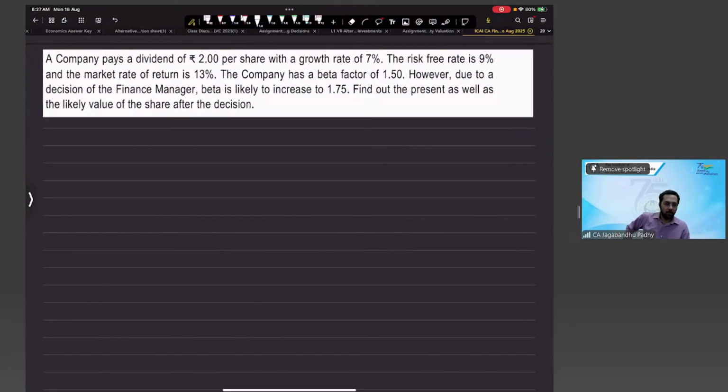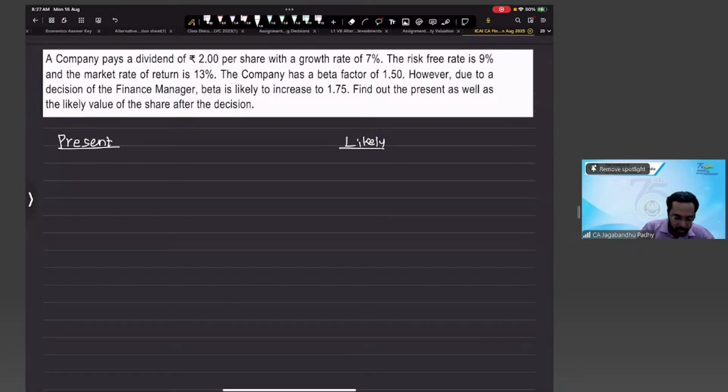A company pays a dividend of 2 per share with a growth rate of 7%. Here we have the risk-free rate as 9%, and the market rate of return is 13%. The company has a beta factor of 1.5. However, due to a decision of the financial manager, beta is likely to increase to 1.75. So we have to find out the present as well as likely value of the share. There are two situations: one is the present, and the other is the likely.